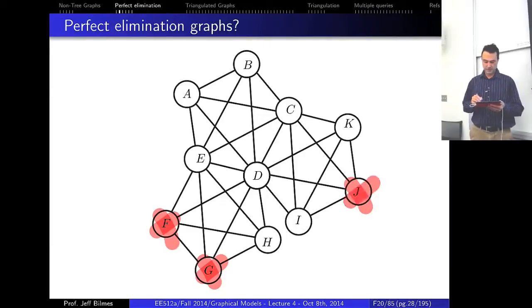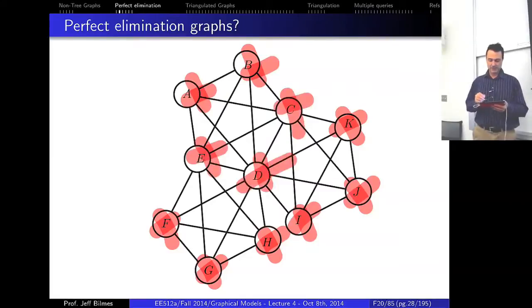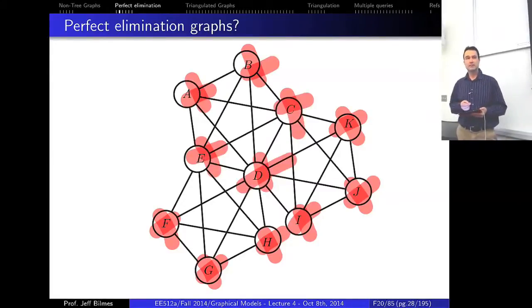And then this one. And say this one, and this one, and this one, and this one, and this one. And then we're left with a 3-clique, and then we can eliminate any order we want. So that's a perfect elimination graph.